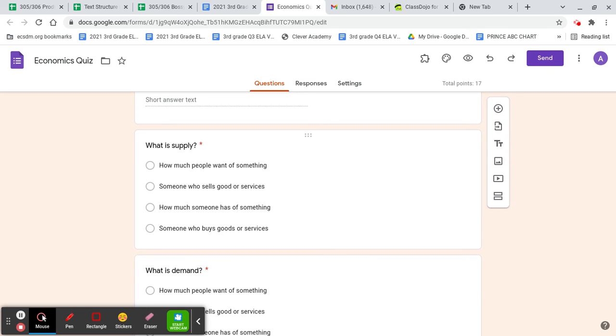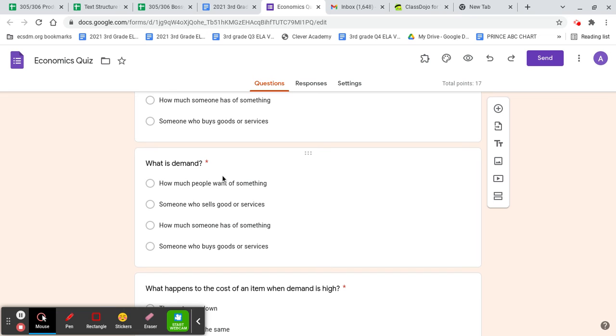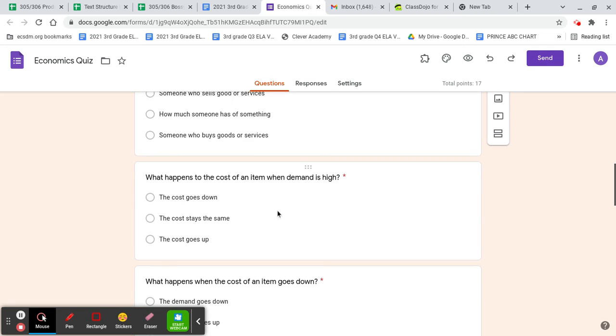The next question says, what is a supply? How much people want of something, someone who sells goods or services, how much someone has of something, or someone who buys goods or services. The next question is, what is a demand? How much people want of something, someone who sells goods or services, how much someone has of something, or someone who buys goods or services.